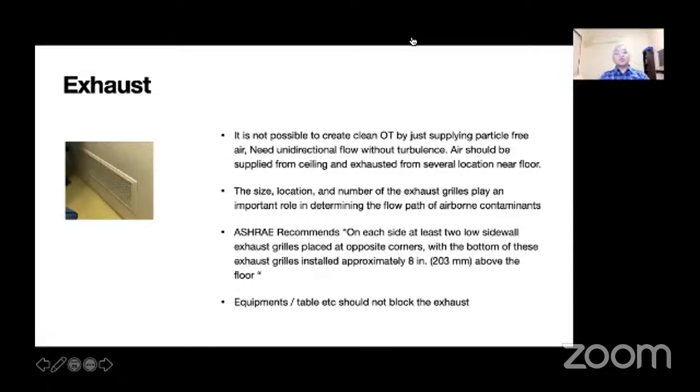So the exhaust grill is very, very important. Size, location, and number of exhaust grills play an important role in determining the flow path of the airborne contaminant. ASHRAE recommends, and NABH also recommends, that on each side, at least 2 low sidewall exhaust grills should be placed at the opposite corners, and the bottom of the exhaust grill should be installed at least 8 inches above the floor. Equipment and tables should not block this exhaust.